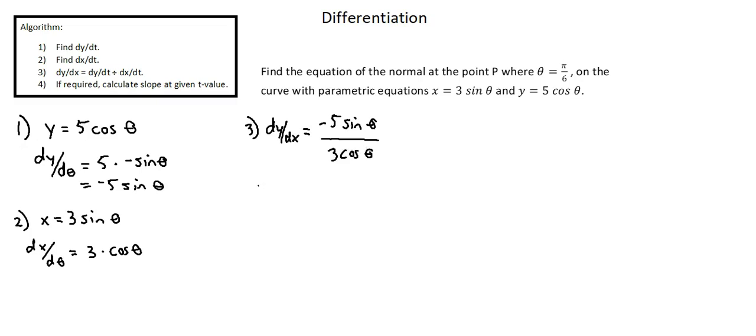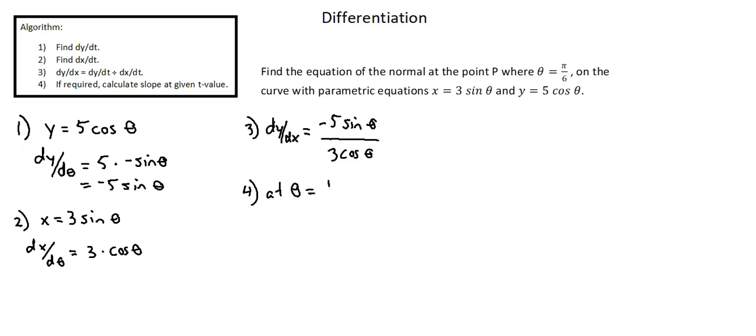Step 4, if required, which does apply in this case, calculate slope at given parameter value. Notice how our requirement relates to the normal, so we need to remember to take the negative inverse of the slope that we calculate. But let's begin with the slope calculation.